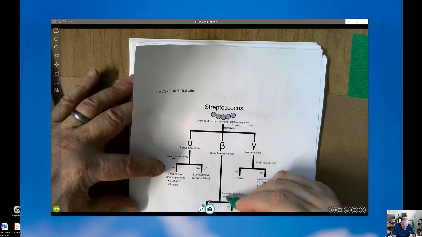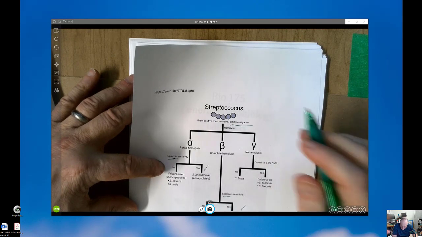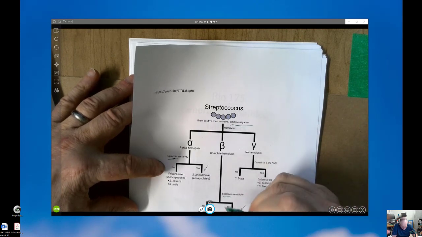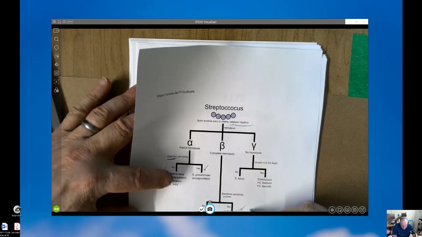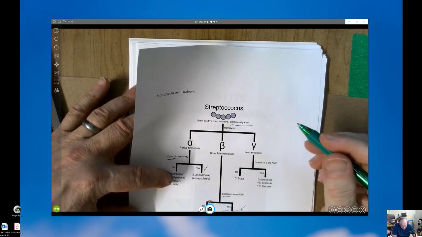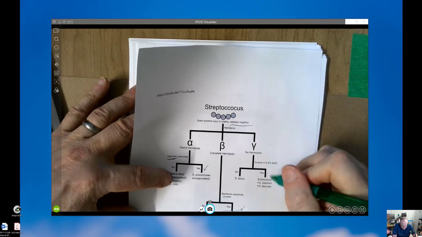And if you look at bacitracin, that separates: if it's sensitive, we've got pyogenes, which is a bad boy. It causes group A, and we can even test for group A using the sandwich antibody test. The group B, Streptococcus agalactiae, is negative on sensitivity, so it's resistant.